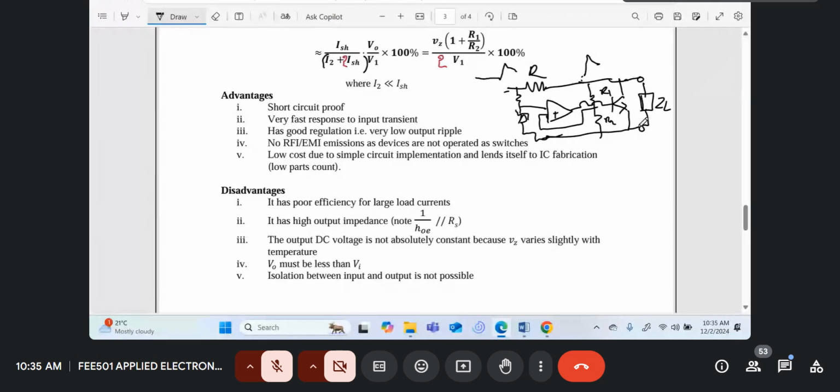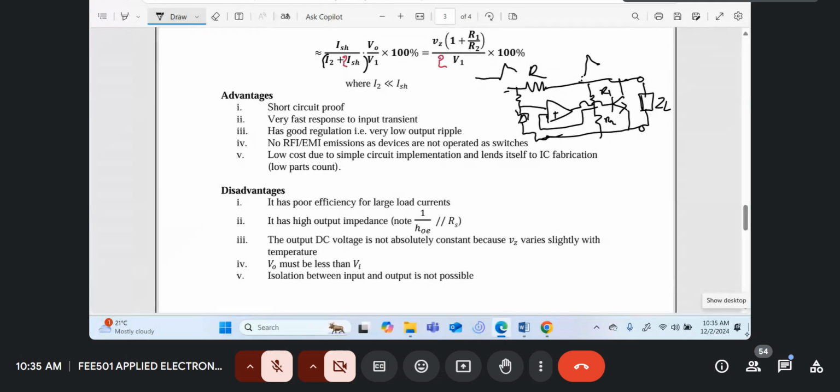So this circuit consumes a lot of power even when there's nothing connected to it as the load. Another disadvantage is that it has a high output impedance, which I say right here is 1 over hoe in parallel with the R. As this RS over here is actually this R over here, seeing it's a series resistance to the load.